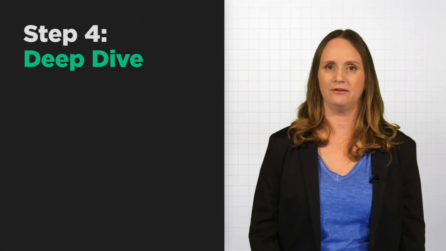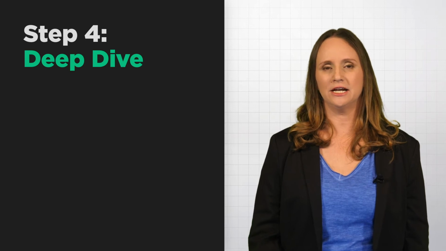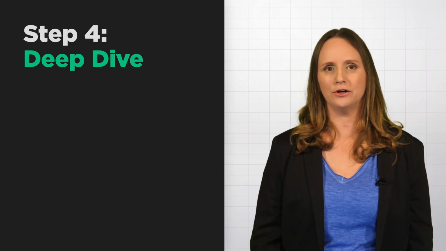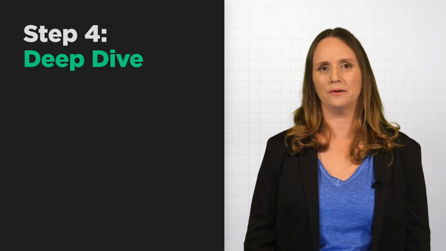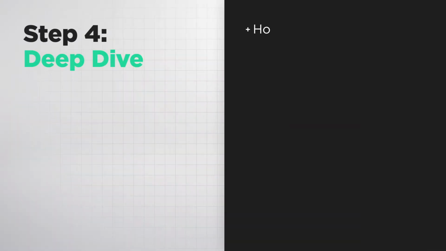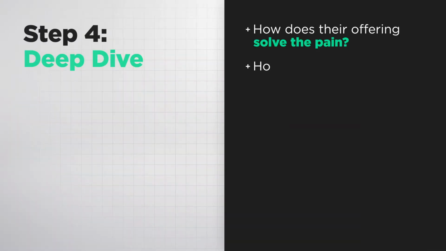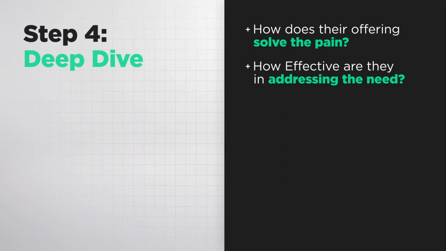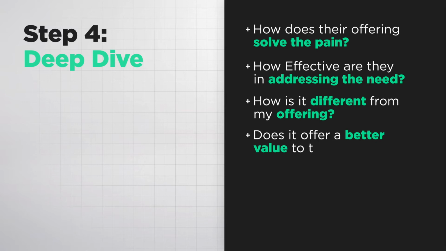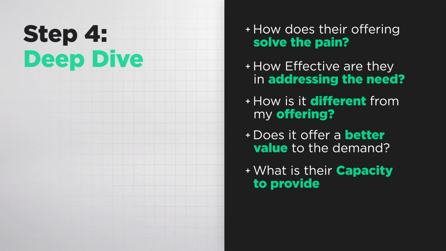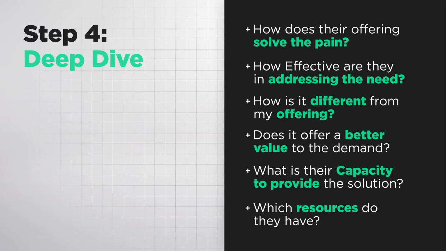Once we've established who our primary competitors are, now it's time for step 4, which is the deep dive. We need to start collecting information and ask ourselves hard questions about our primary competitors versus me. How does their offering solve the pain? How effective are they in addressing the need? How is it different from my offering? Do they offer better value? What is their capacity to provide the solution? How established are they? How strong? Which resources do they have that I don't?